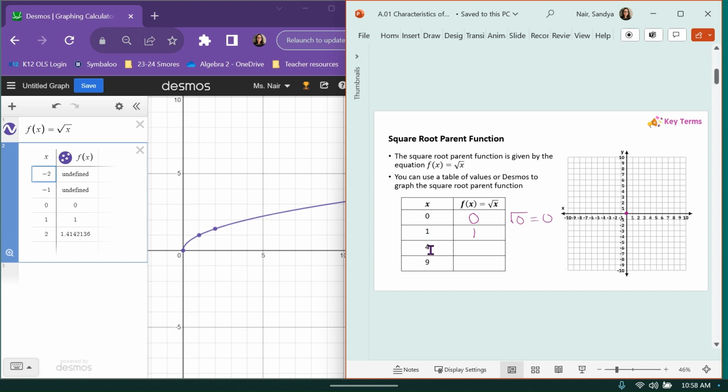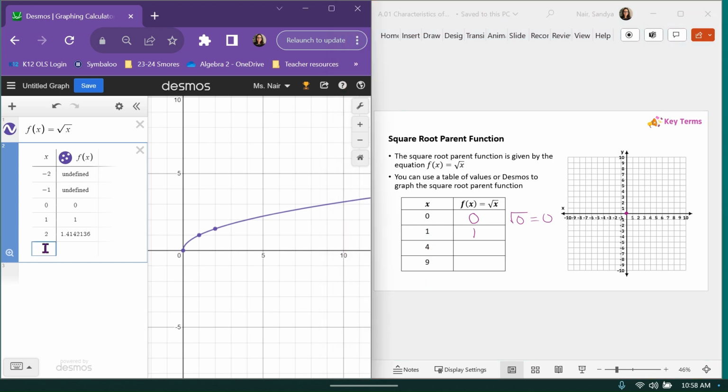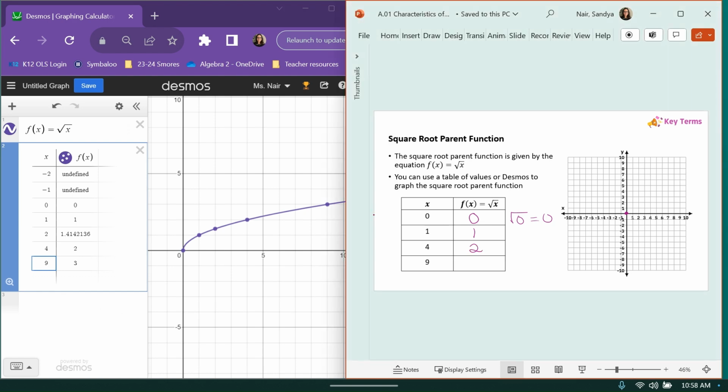And we also need the values of 4 and 9. Since those are not in our table, we're just going to type those in here, and then it'll automatically tell us what those y values are. So at 4, the value of the function is 2, and then at 9, the value of the function is 3. So I'm going to go ahead and plot these points on my graph.